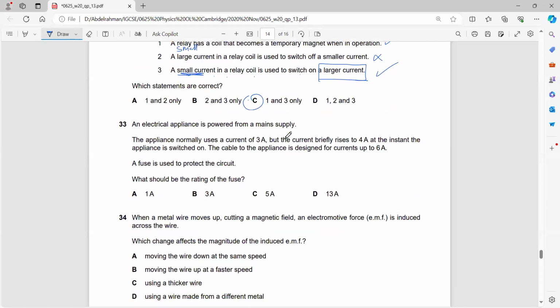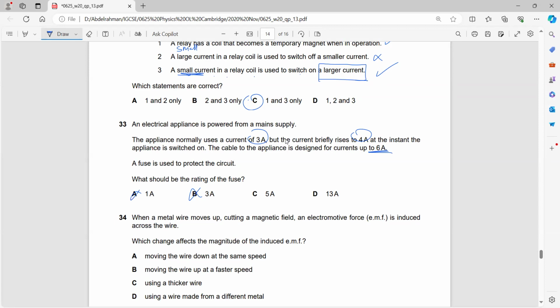An electrical appliance is powered from the main supply. The appliance normally uses a current of 3 amperes. It briefly rises to 4 amperes, and the cable is designed to withstand currents up to 6 amperes. Which of these fuses should be in the circuit to protect the circuit? The appliance normally uses 3 amperes, so you cannot use 3 or 1. This would be definitely wrong.